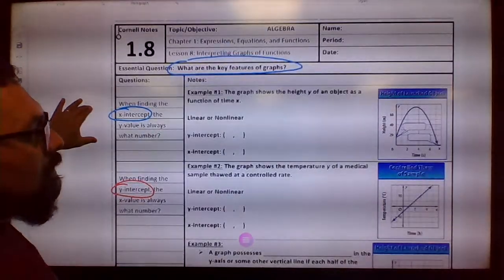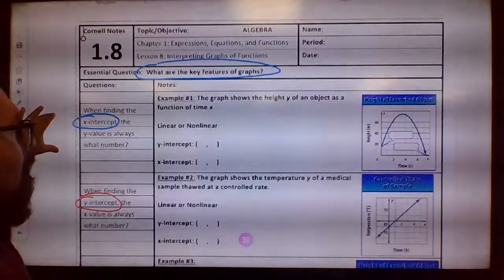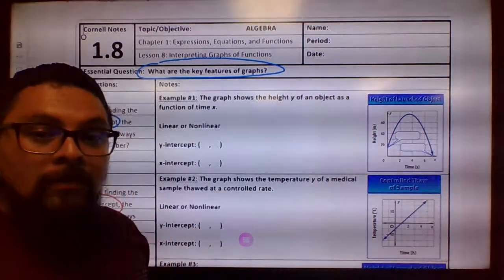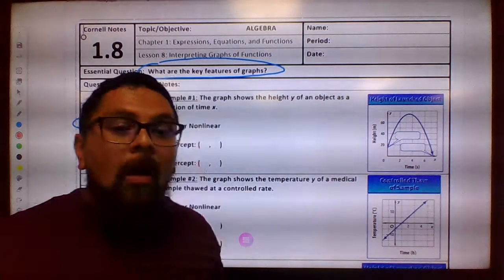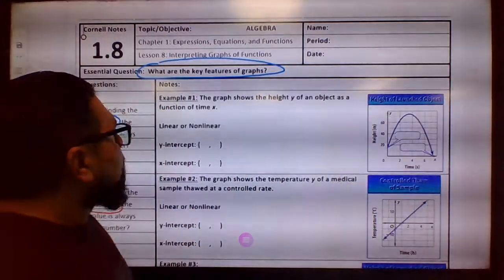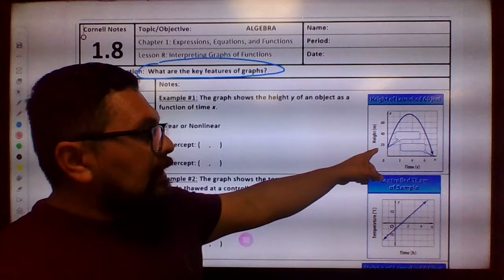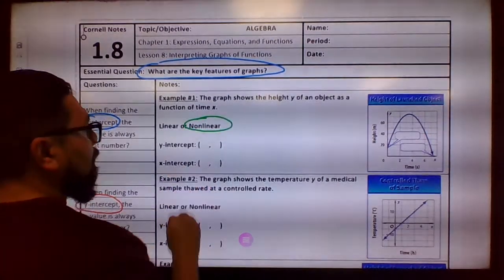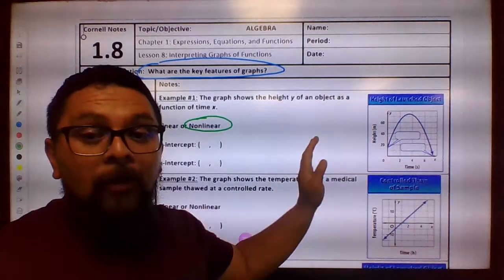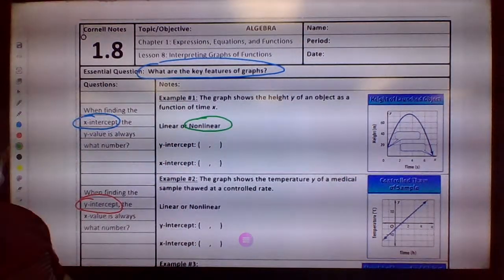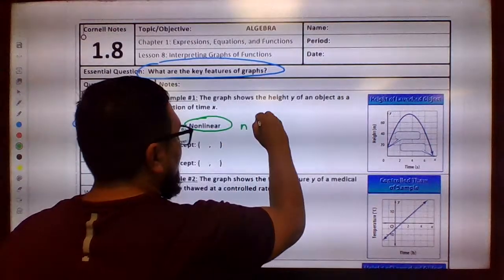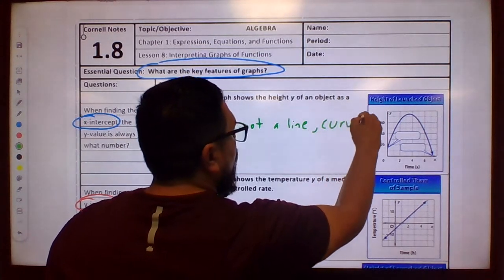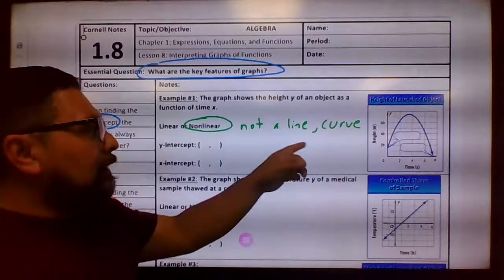Example number 1 shows the height of a launched object. This could be a ball. Let's make believe this is a ball, and somebody's throwing something. Is this linear or nonlinear? This is nonlinear, right? It's not a line. It's a parabola, but we'll just call it a curve for now.